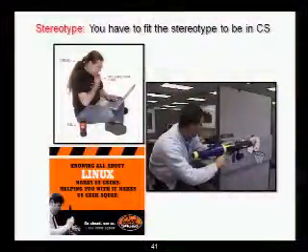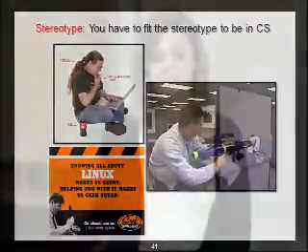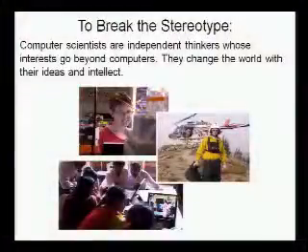A second major stereotype is that you have to fit the stereotype to be in computer science. So people think they have to look stereotypical, like this guy with his computer and glasses, and also act stereotypical, like this guy playing with his Nerf gun at his office. And while people like that probably do exist in computer science, the truth is that there's a broad range of looks, personalities, and talents within the field of computer science.